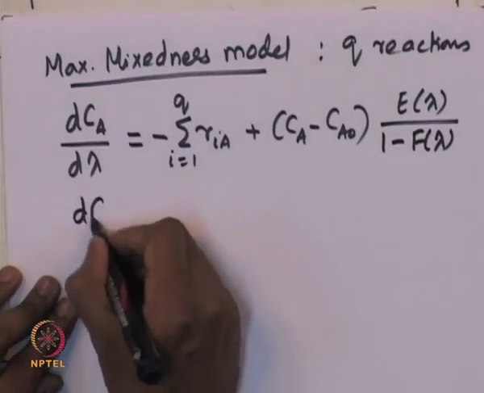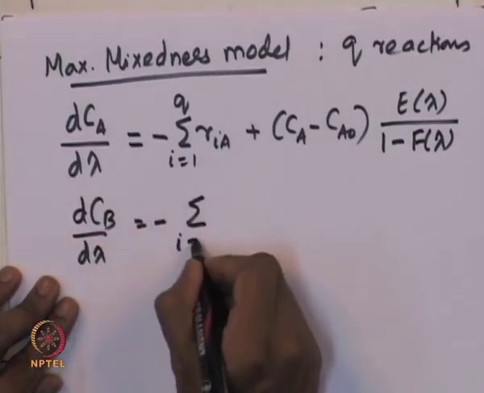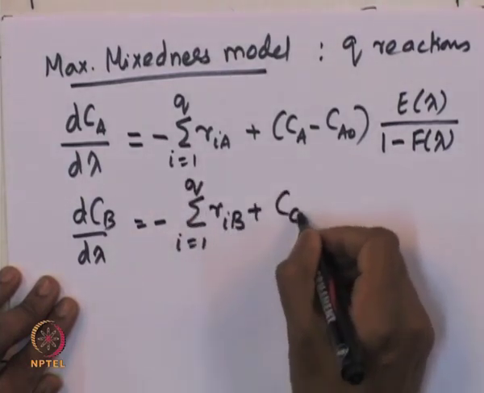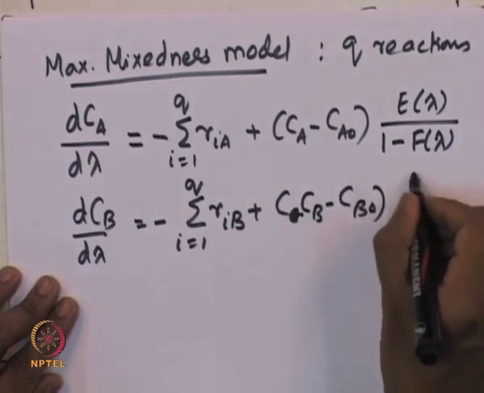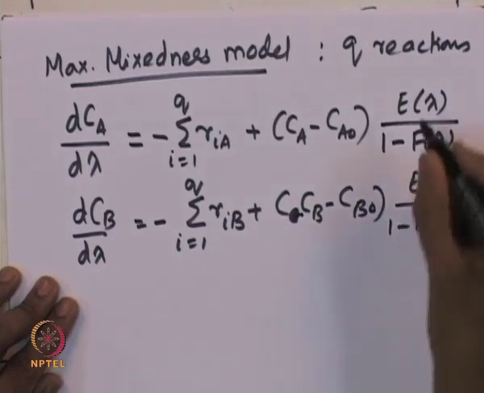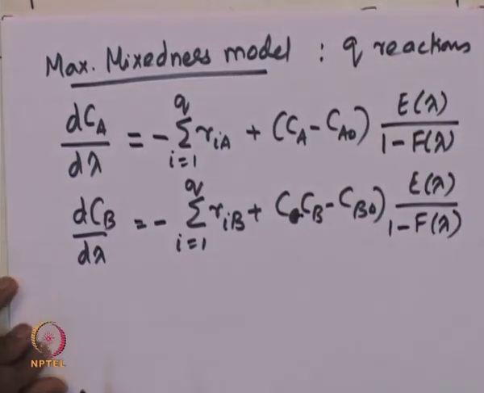And similarly, dCb by d lambda is equal to minus the sum from i equal to 1 to q of Rib, plus Cb minus Cb naught into E lambda by 1 minus F lambda. Here E is the RTD function for that particular reactor and F is the cumulative distribution function.